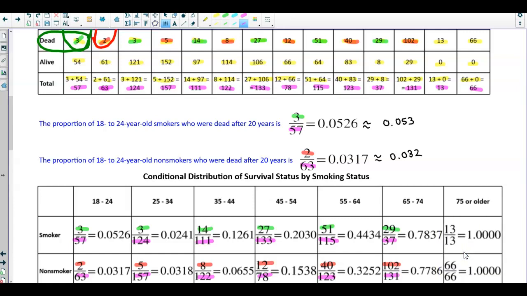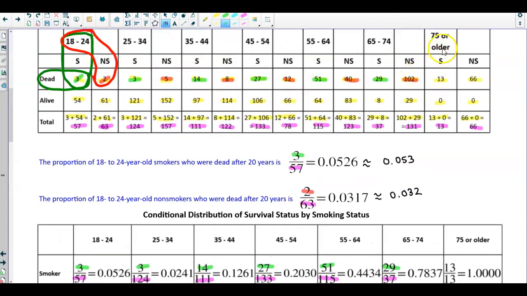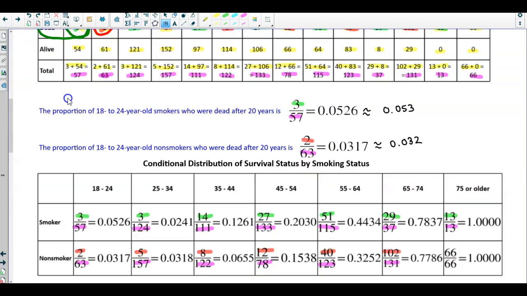Okay, we're going to look at the last age group, which is 75 or older. Smokers who were dead are 13. So we have 13 divided by the total in that column, which is 13, and 13 divided by 13 gives us 1. And then last, the non-smokers of that age group, 75 or older, that were dead are 66. We divide it by the total of 66 to give us 1.000.